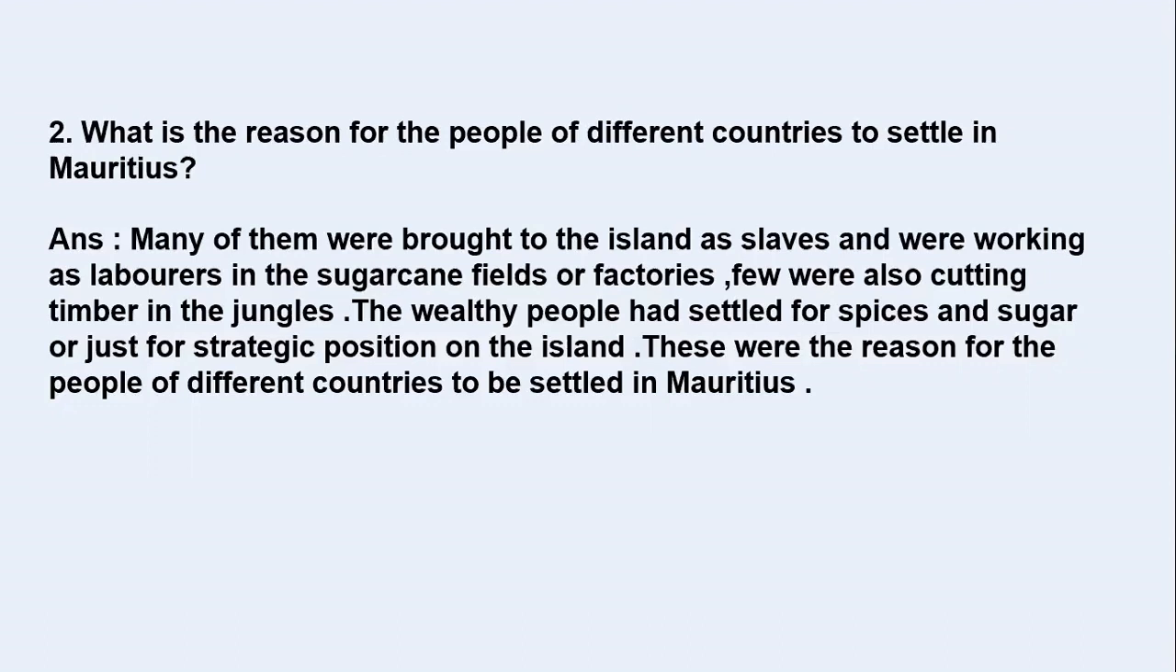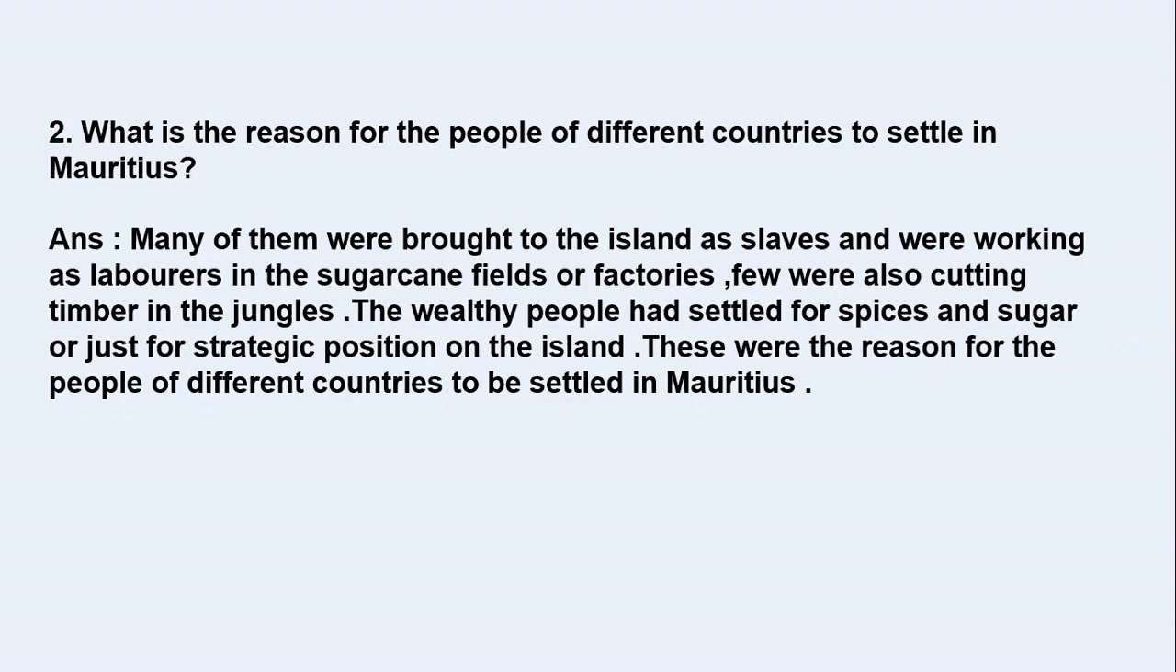And they also wanted to have a strategic, important position on the island. They wanted to rule there, so that's the reason they wanted to stay back there. So this is how we find people of different countries settled here. Few were bought as slaves, few had come by their own will for trade purposes and for having their stronghold and position on the island. So in this way, you can write your answer in a simple manner, in simple words.